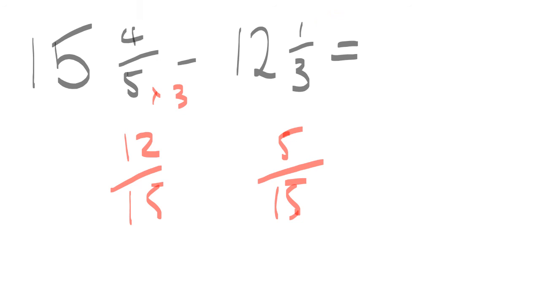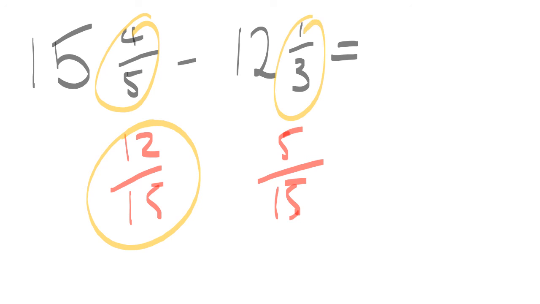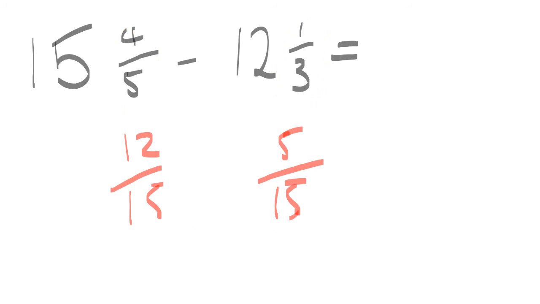I wonder if that's what you did. It's really important that you did do that. Because just to state the obvious, 4/5 is equivalent to 12/15, and 1/3 is equivalent to 5/15. We've just turned them into common denominators, so we can add them and subtract them and do all sorts of fun things with them. So the new question is 15 and 12/15 take away 12 and 5/15, which actually equals, well, like I said, let's do the fractions first, shall we?